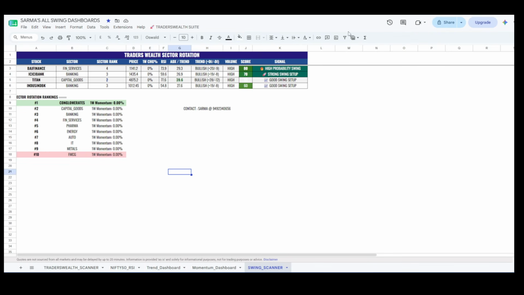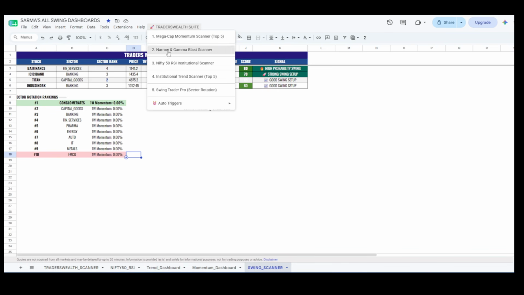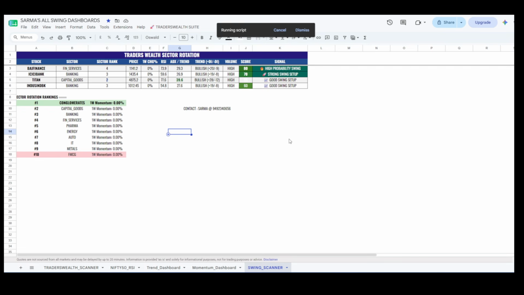Just open this, save this in your Google Drive, and run it once in the morning and once at 3:15. Then whichever scanner you want, you can just click that and run it. Once you run it, it automatically pulls the data. For example, if I click on number one, the script runs on the back end, and it will send you the best stocks on the scanner.